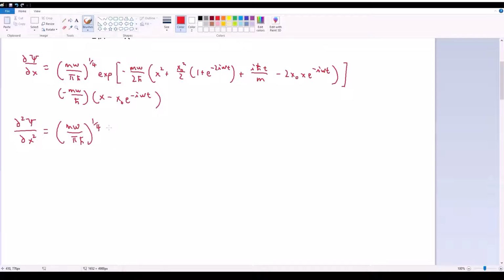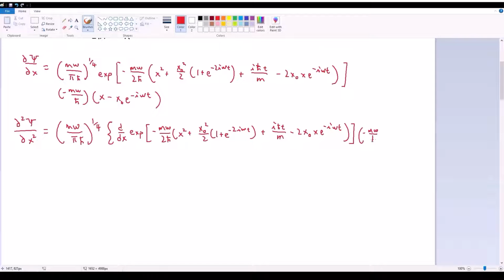And then via product rule, we have d/dx of exp[−(mω/2ħ)(x² + x₀²/2 (1 + e^(−2iωt)) + iħt/m − 2x₀ x e^(−iωt))] multiplied by −(mω/ħ)(x − x₀ e^(−iωt)).